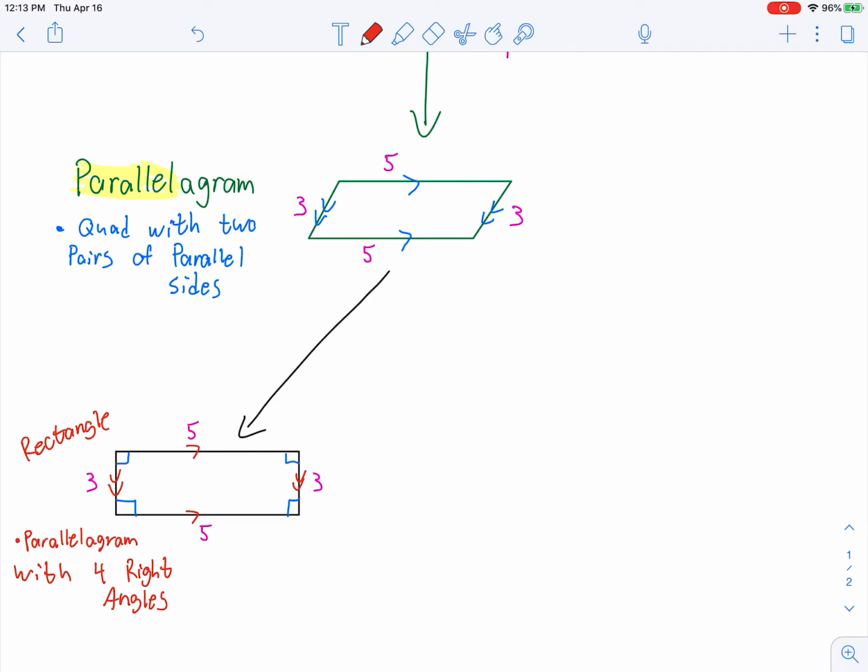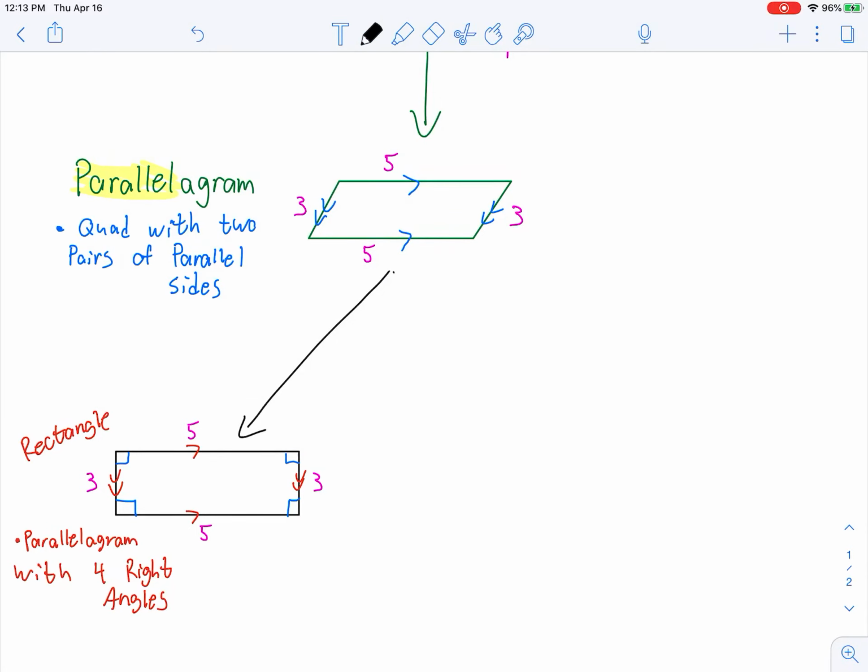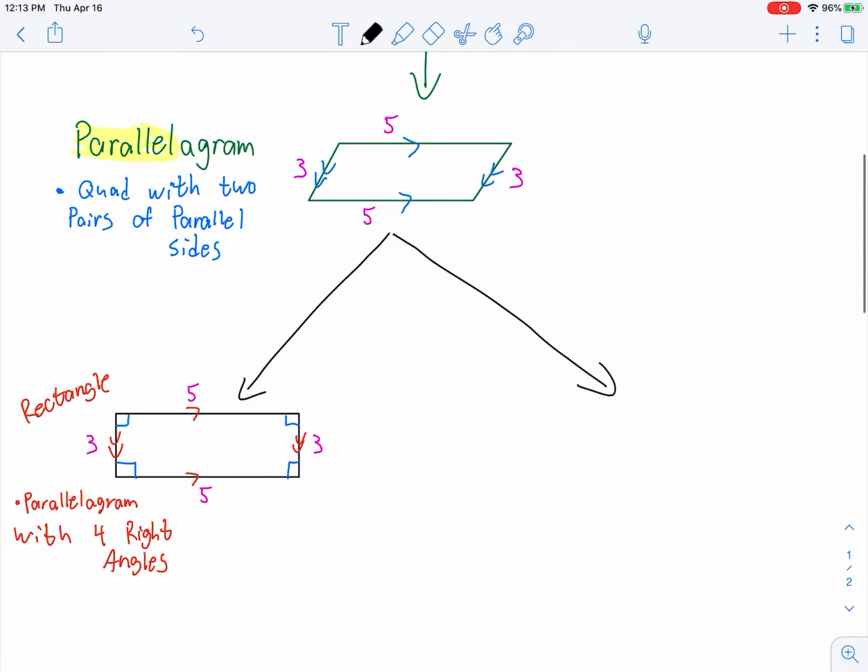Alright, so now going back to the parallelogram, I said it splits off into 2 different directions. So let's go back up here and we're going to draw another arrow going over here. Alright, so the next form. These two are going to be kind of related, but they still are very different. So what I'm going to do is draw this shape.